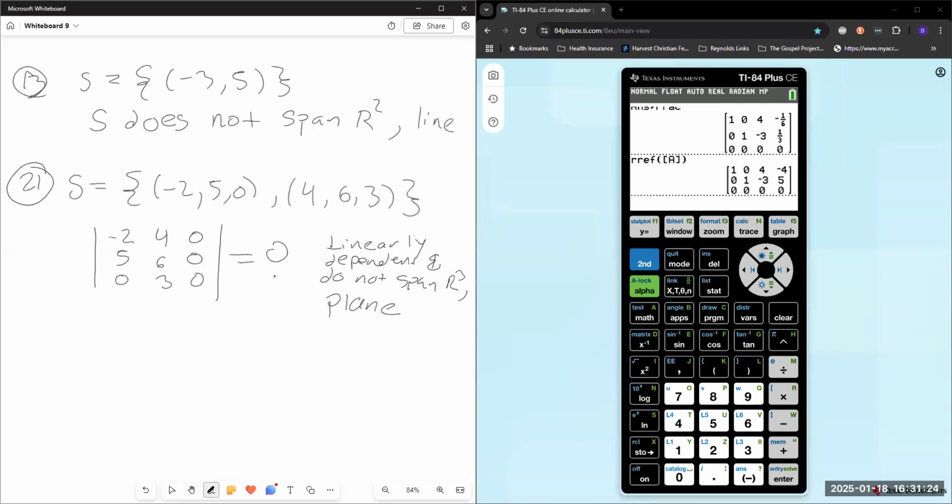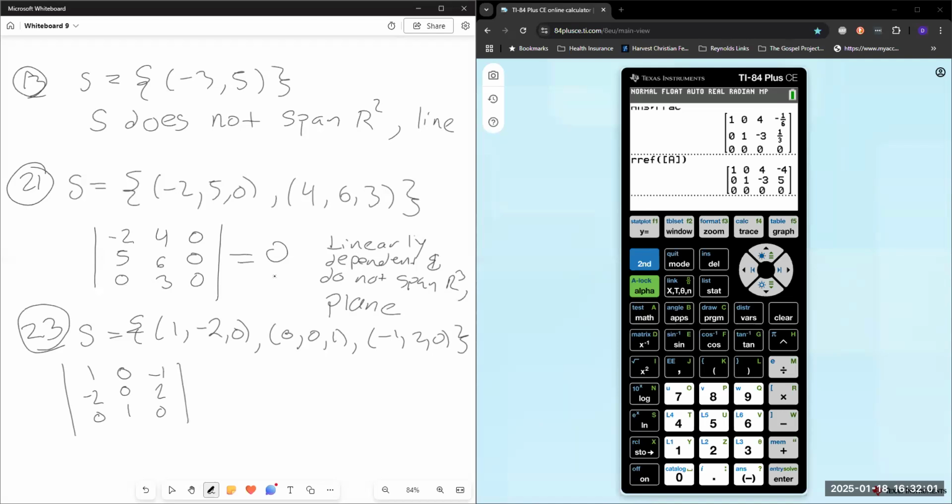So 23. We have S is equal to the set of (1, -2, 0), (0, 0, 1), and (-1, 2, 0). So we've got the determinant of 1, -2, 0 column vector, 0, 0, 1 column vector, -1, 2, 0 column vector.